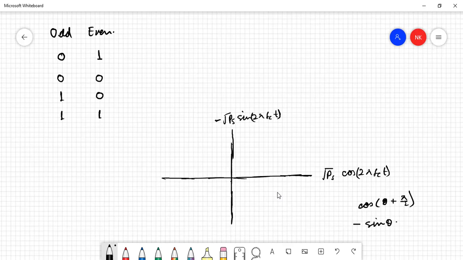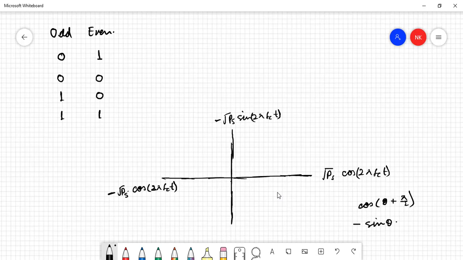Next, if we now shift the phase by pi by 2, meaning sin 2 pi fct plus pi by 2, then we will have again cos, so we will have a cos root under Ps cos 2 pi fct, and here we will have a minus sign again because sin 90 plus theta, sin 90 plus theta.